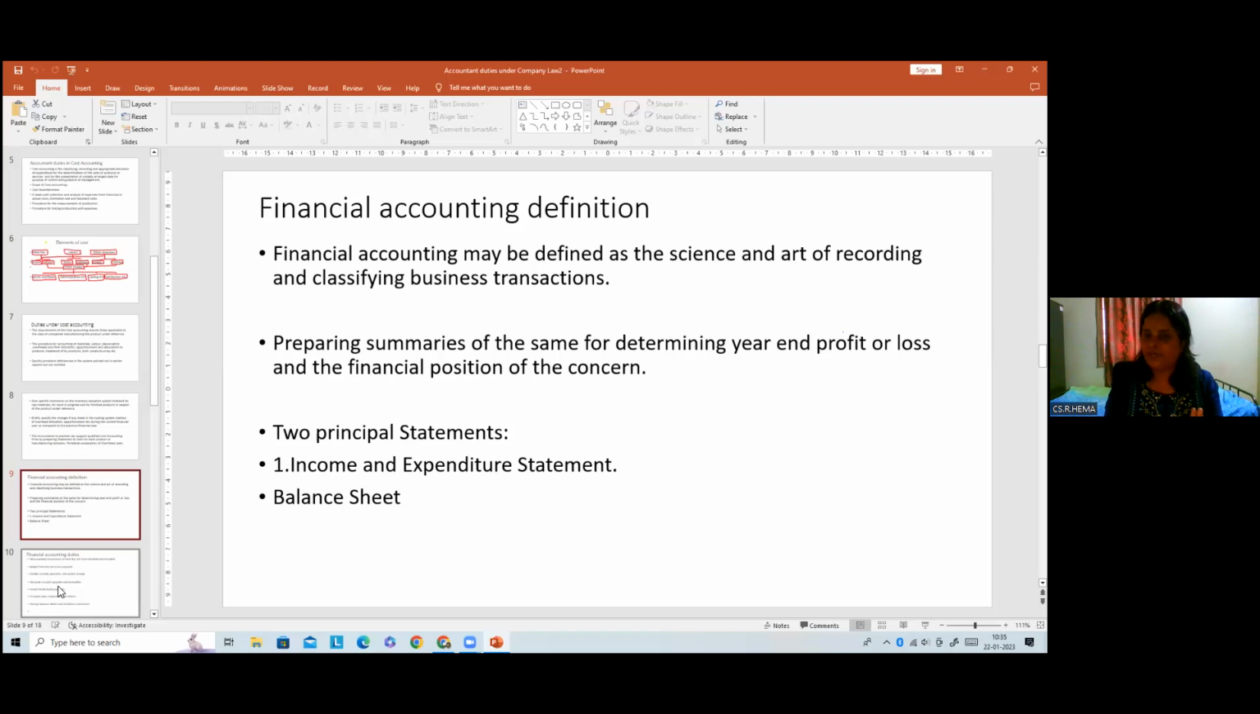So financial accounting may be defined as the science and art of recording and classifying business transactions. Also, we can say this as revenue transactions, manufacturing transactions, and business transactions, that is different from cost, with summaries of the same for determining the year-end profit and loss account and the financial position of the concern. Under financial accounting, we'll be preparing two principal statements: income and expenditure statement or profit and loss account statement, and balance sheet. If it is a manufacturing company, we will prepare a trading account. That is one thing for a manufacturing company.